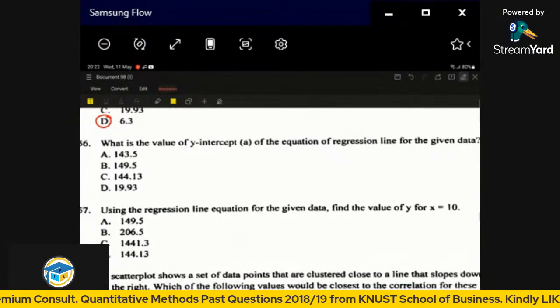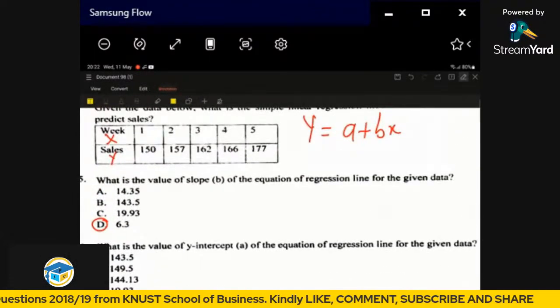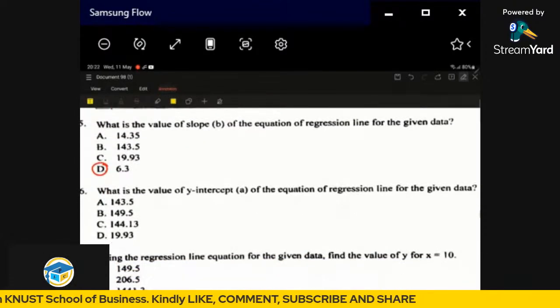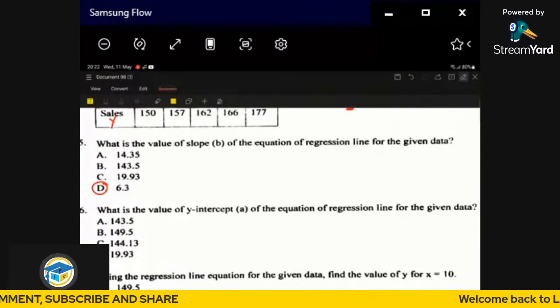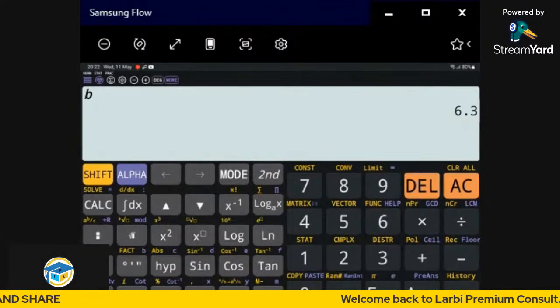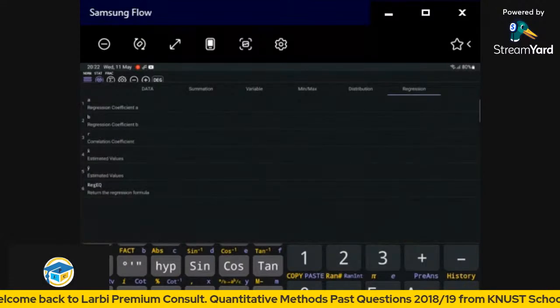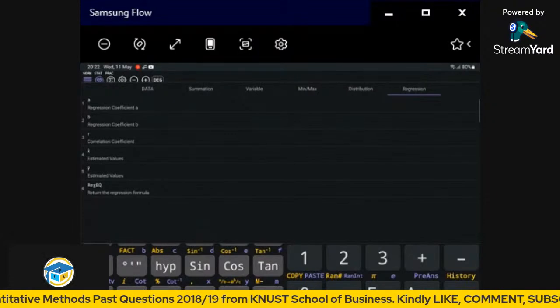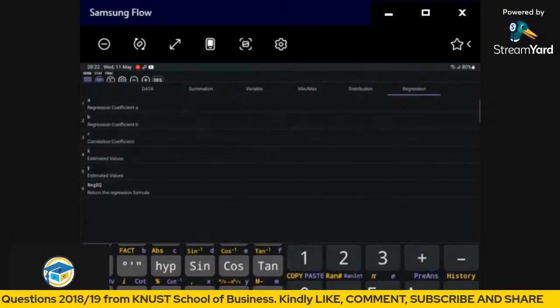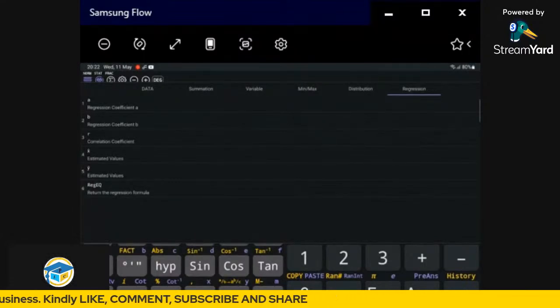Question number 56 is asking what is the value of the y-intercept, the A here, of the equation of the regression line for the given data. How do you do that? You still have the information there. You clear the slope that you have done, select shift and then press 1 on your calculator, and then you locate your regression. Once you locate your regression, you select the A on your calculator. That represents the intercept of the y, which is the same thing as A.